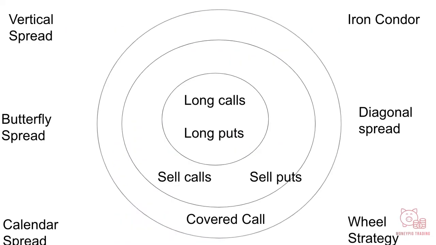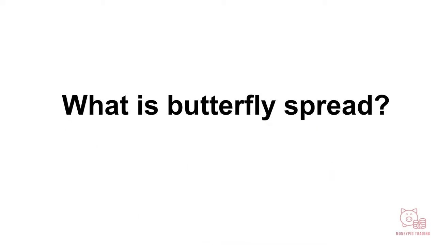So in the first video, we actually introduced long call and long put. In the second chapter, and then in the third chapter on this option tutorials, we talk about sell call and sell put. And in chapter 4, we talk about vertical spread. Now we're going to talk about butterfly spread, which is a more advanced strategy.